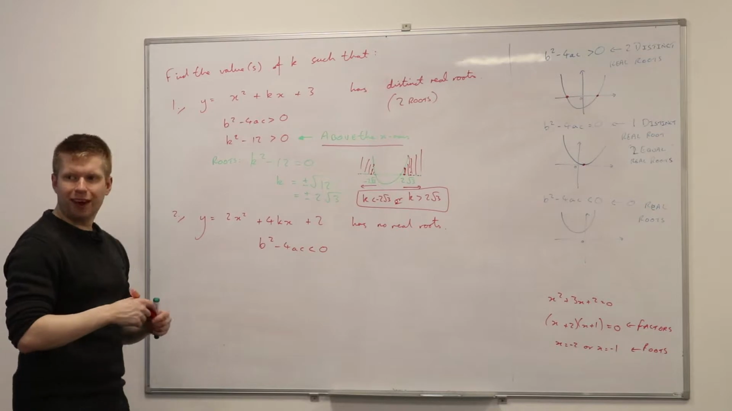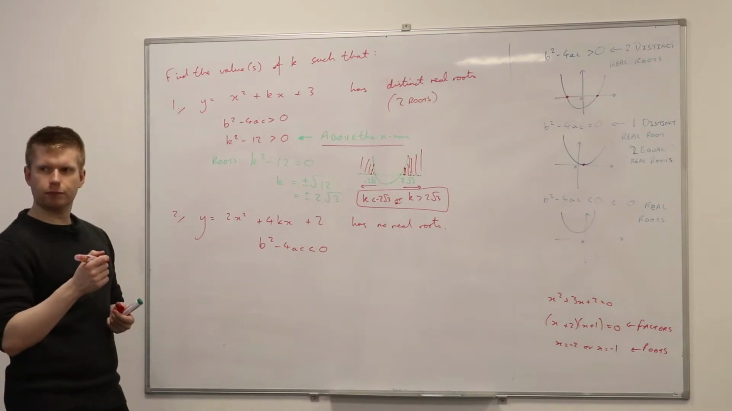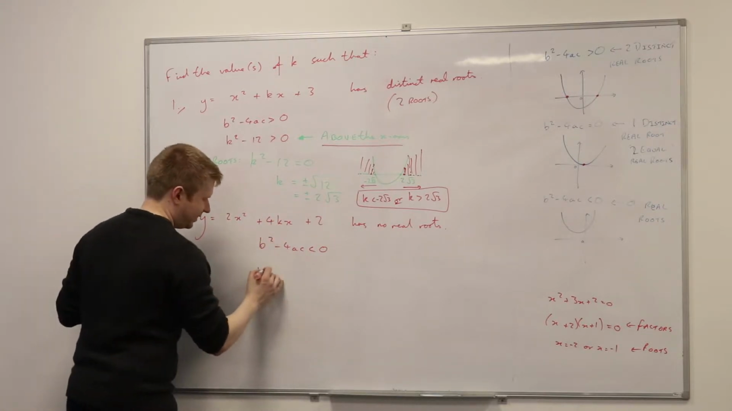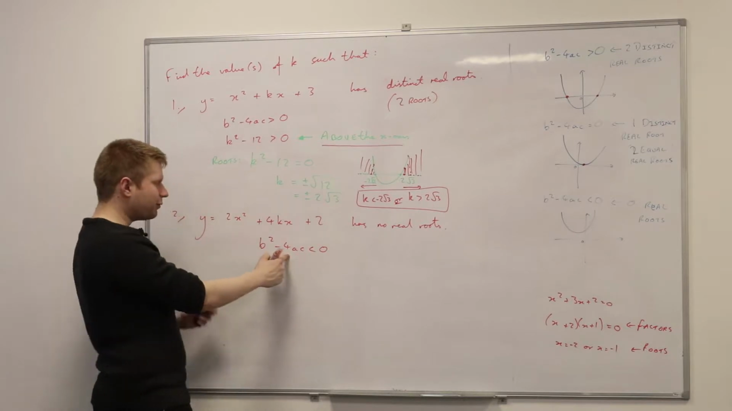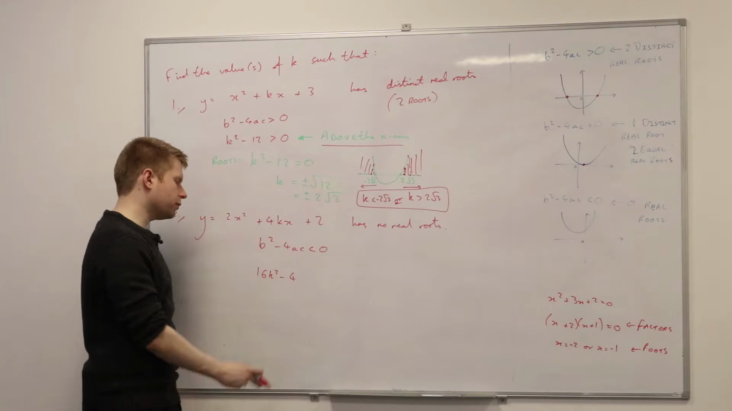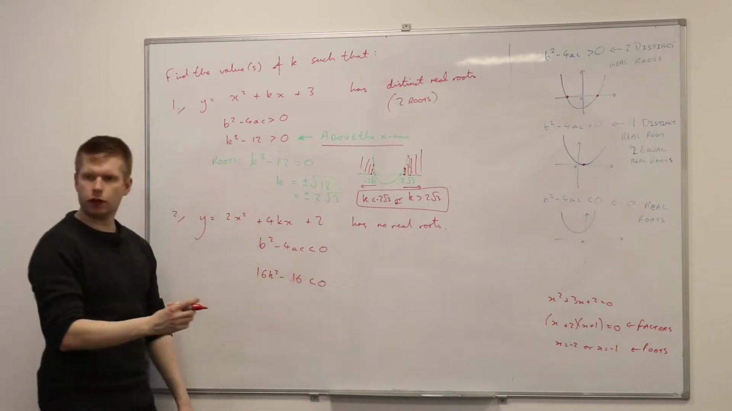All right, good. So what's b squared? 16k squared, right? Minus 4 times 2 times 2. So what's minus 4 times 2 times 2? -16. Good, well done.